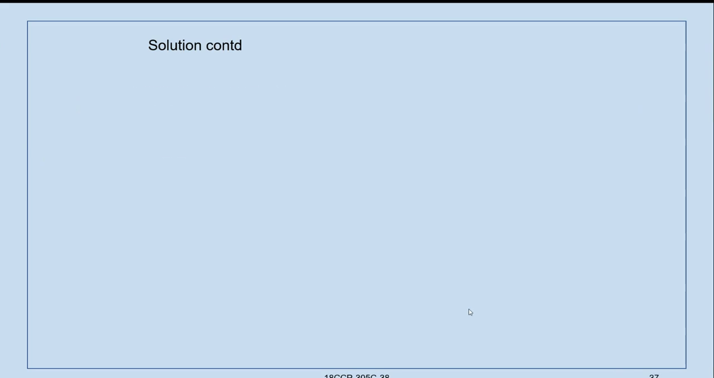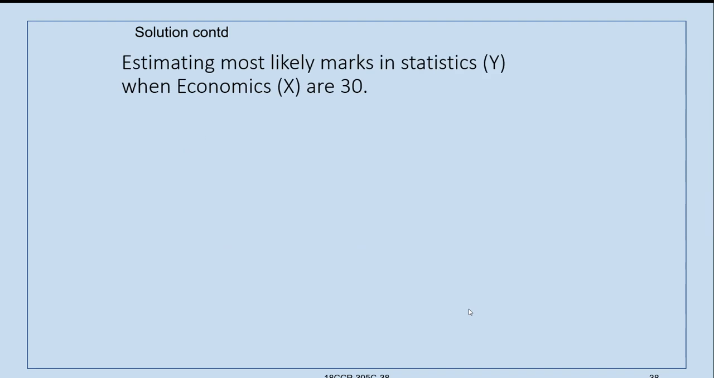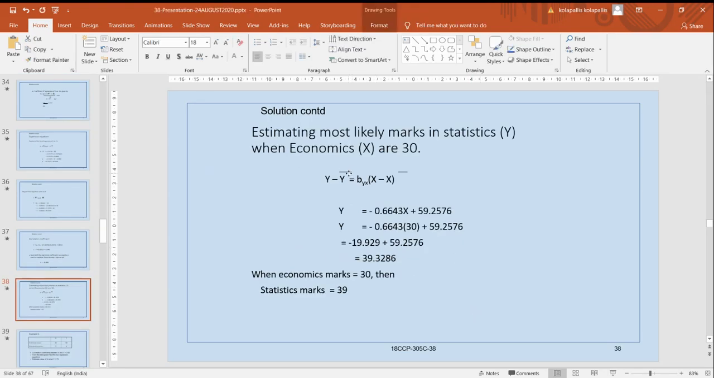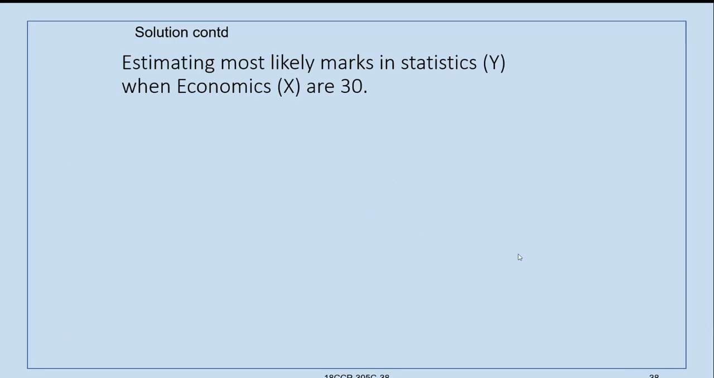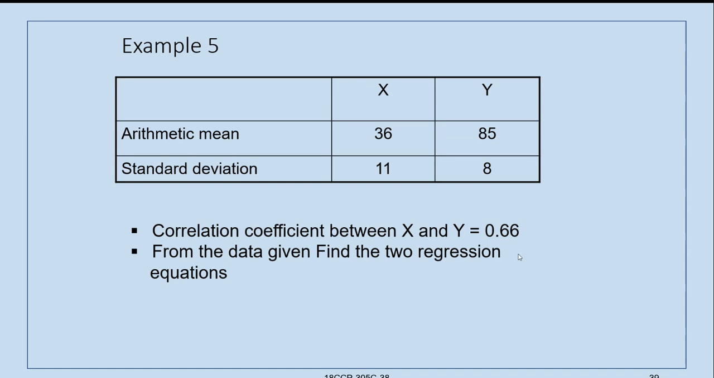We have to calculate y. Then we have to calculate correlation coefficient also, from byx and bxy. So r is equal to minus 0.394. And finally, we will calculate x is equal to 30, y is equal to 39. By substituting the values we have obtained in the equation, we will get 39. So like this, you can practice any number of problems.